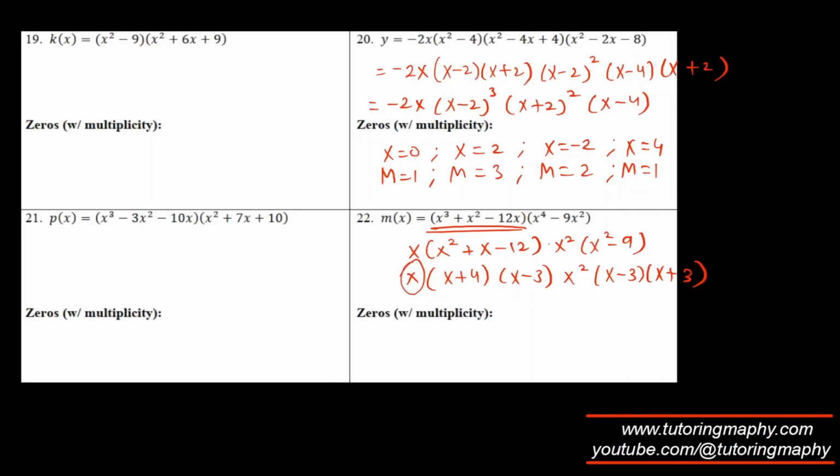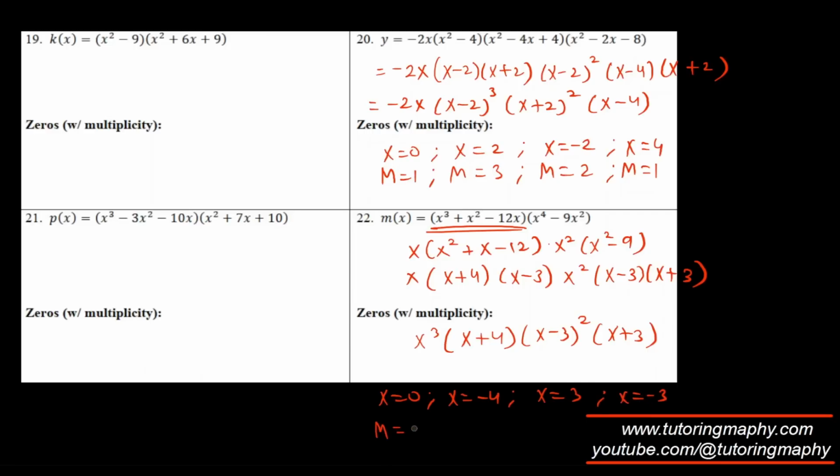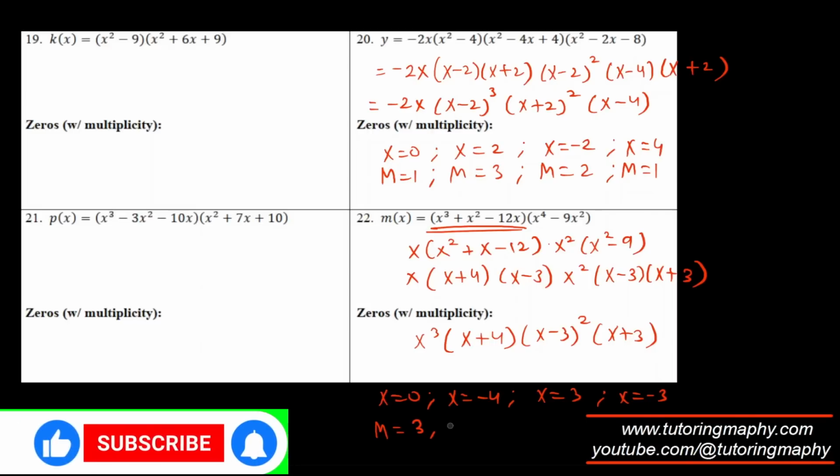And if we club these things up, x times x squared will be x cubed. x plus 4 is just 1. There are 2 x minus 3, so whole square, and then 1 x plus 3. So the roots are going to be x equal to 0, x equal to negative 4, x equal to 3, and x equal to negative 3. And the multiplicities are 3, 1, 2, and 1 respectively.